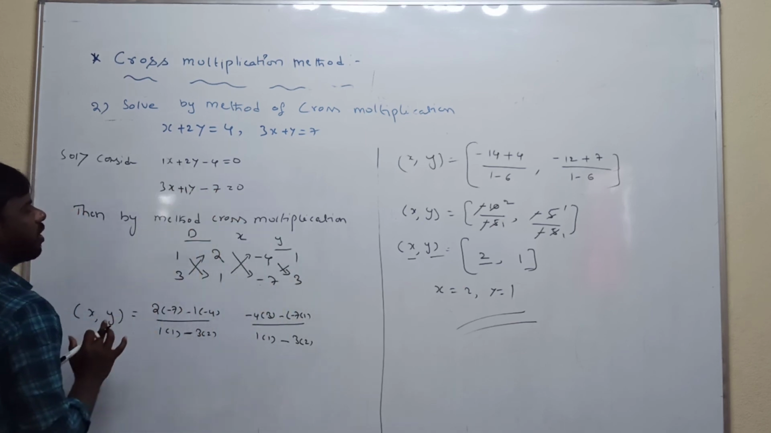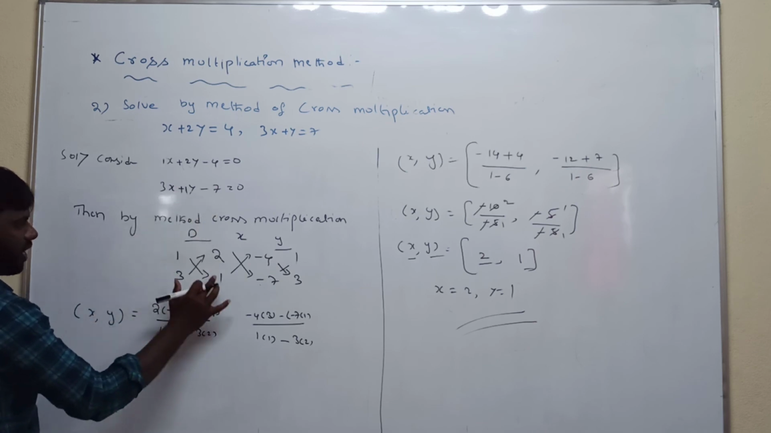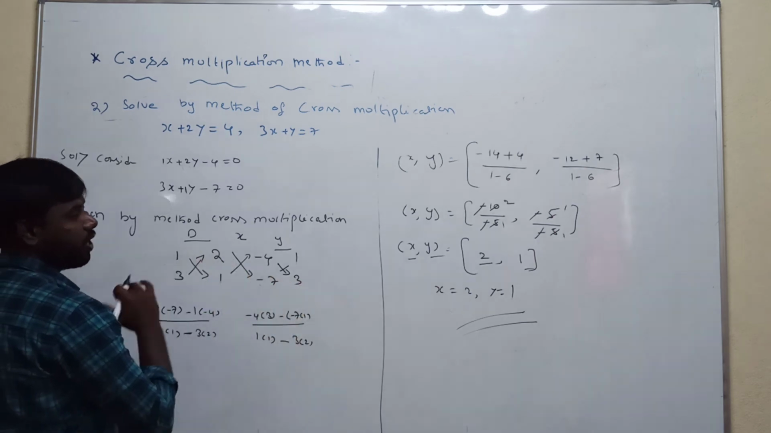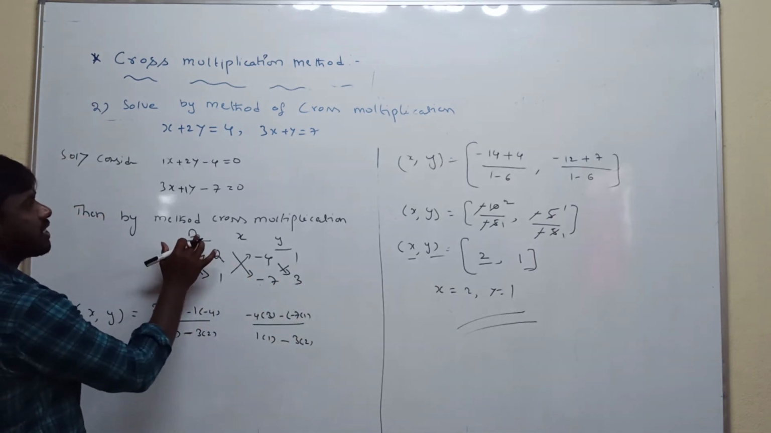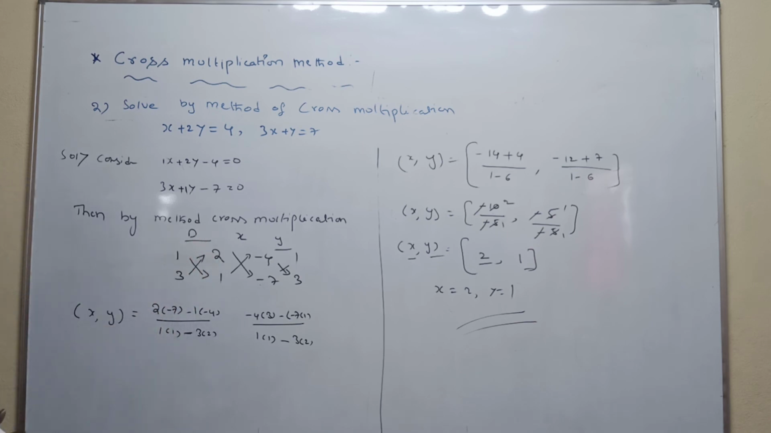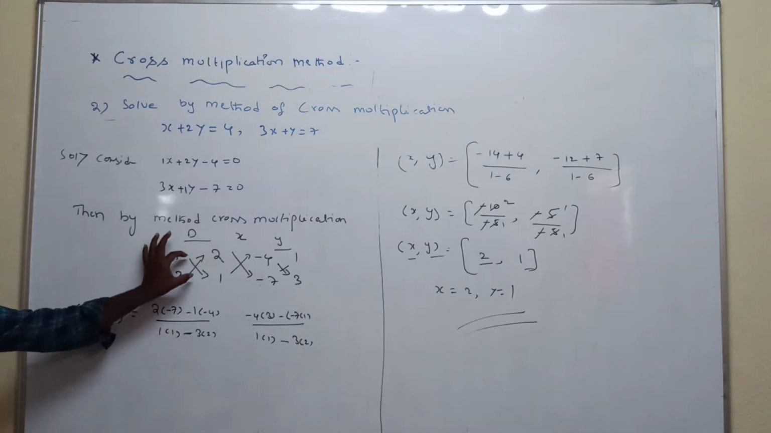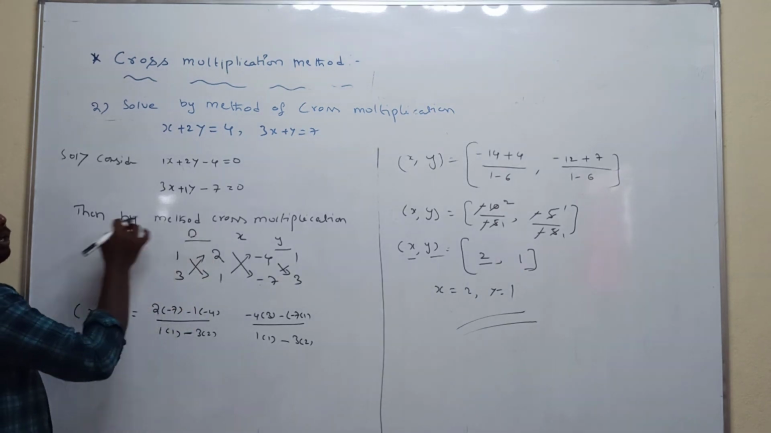For the second equation, write x, y, constant coefficient values: the x coefficient is 3, the y coefficient is 1, the constant coefficient is minus 1, and again write the x coefficient value. This is denoted by the denominator for x and y. This is denoted by capital D. Capital D is nothing but the denominator. The values for x and y are written in the denominator, right? That's why this is denoted by capital D.